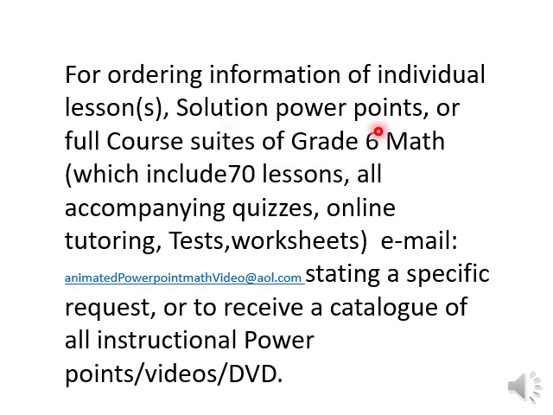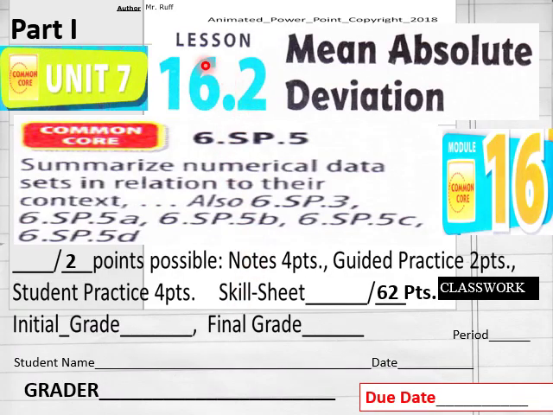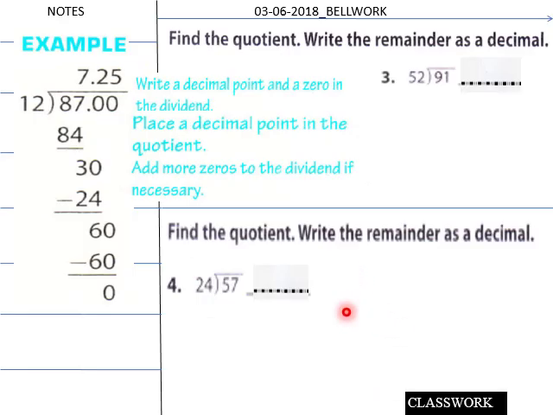Hello everybody, we're getting ready to do lesson 16.2 of grade 6 math today. And 16.2 is about mean absolute deviation. You've got 62 points on your classwork sheet, and you have 2 points on your notebook guide or your notebook. Students, put your name, date, and period here. Due date here for onliners and homeschoolers. And let's go right into today's bell work.